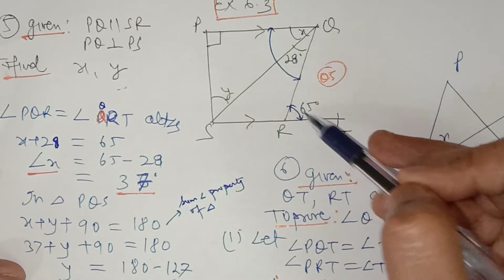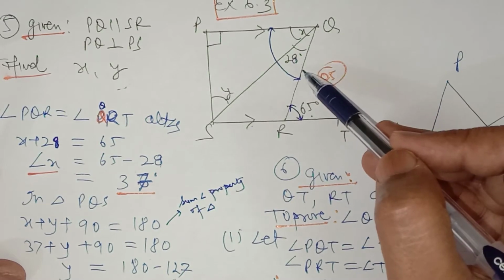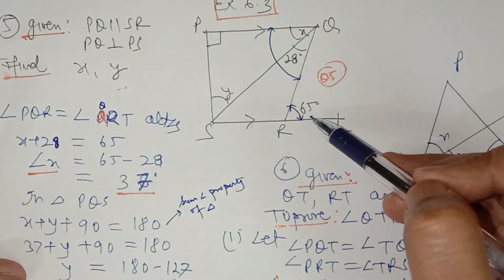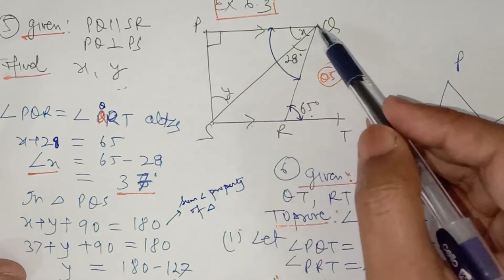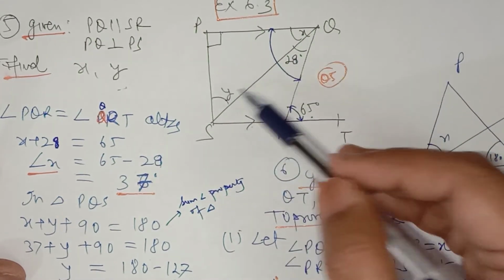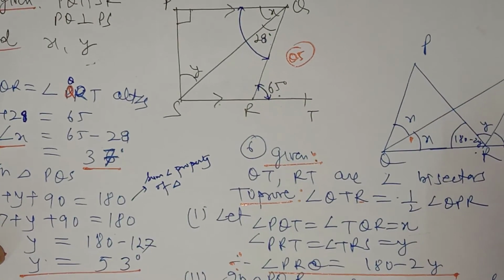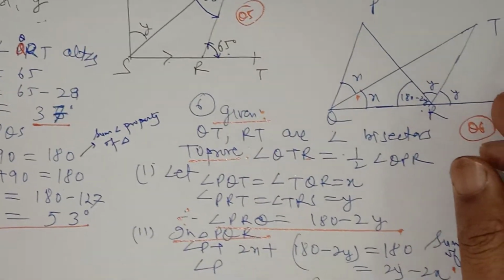So this angle is equal to this, alternate, x plus 28 will be equal to 65. You will get the x. In triangle PQS, 90 plus x plus y is equal to 180 degrees. You can easily get the angle y.